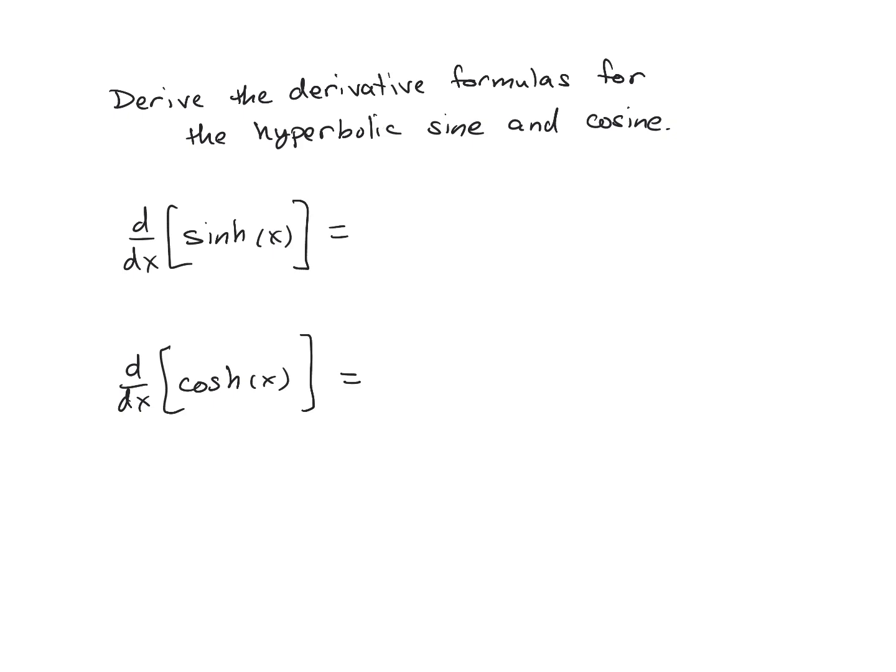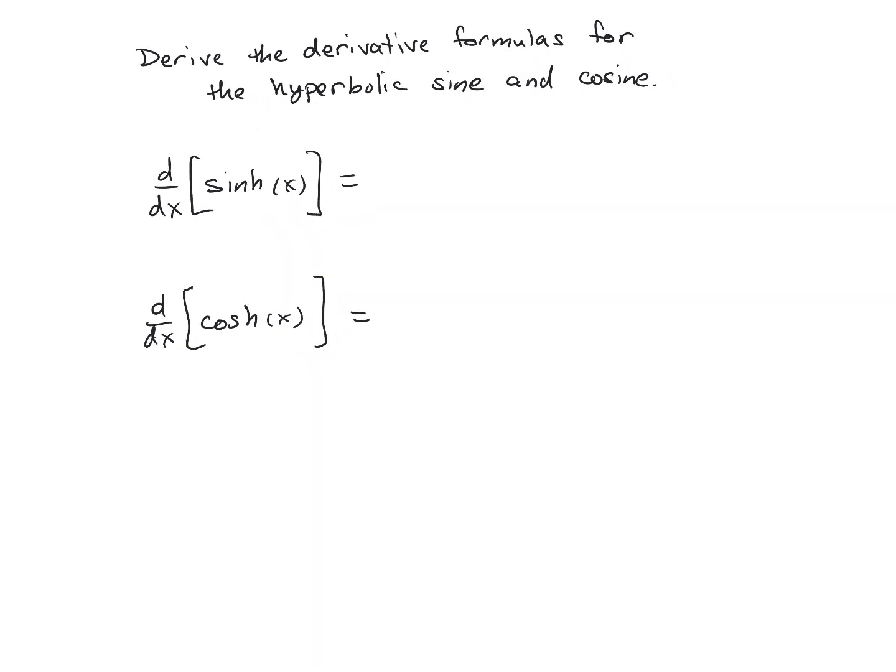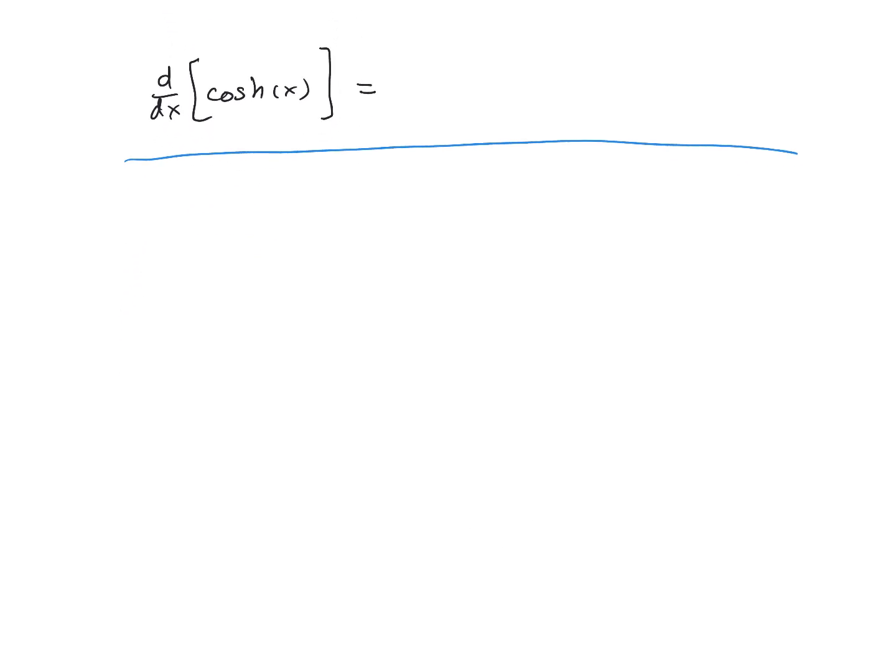Hello and welcome back. In this video, we're going to derive the derivative formulas for the hyperbolic sine and cosine. And to do so, we're going to use their exponential definitions that we've seen already in this section. So for starters, let's take a look at the sinh function. Take a look at the derivative of the hyperbolic sine of x.